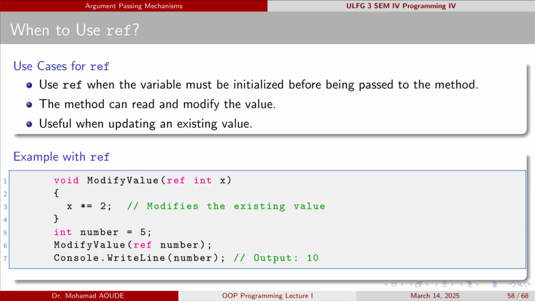Use ref when the variable must be initialized before being passed, and the method will modify its value. For example, doubling a number inside a method by using ref. It's especially useful when updating existing data without needing a new return.